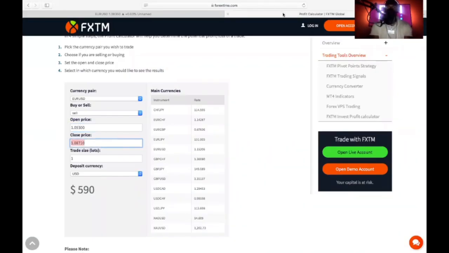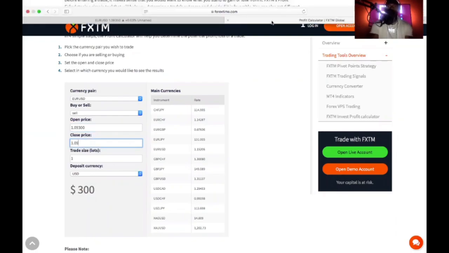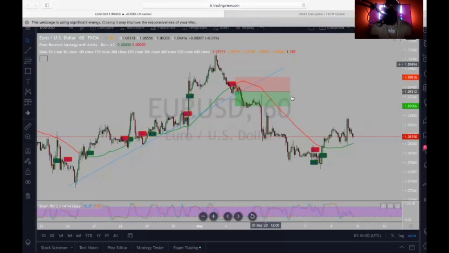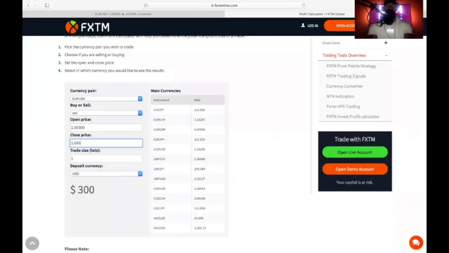1.09300. We closed our trade out at 1.09012. All right. That's what we got out of our trade at. Now on that potential trade right there on a standard lot, a dollar lot size, on that particular setup, we would have made $288 profit.